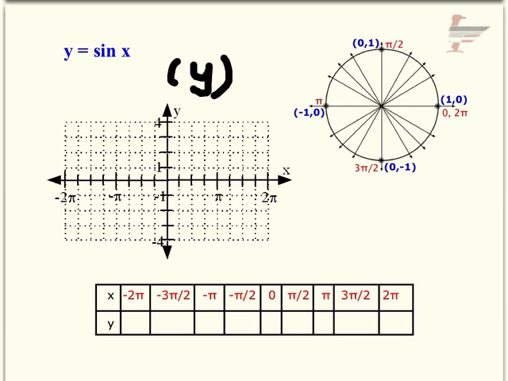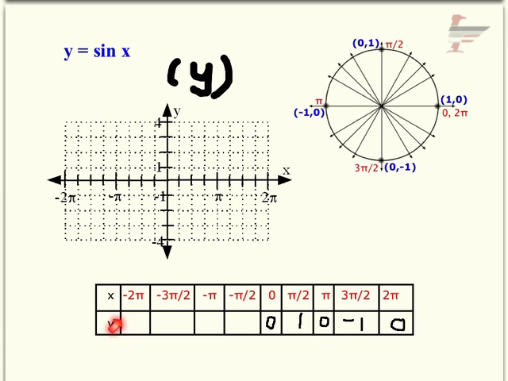I'll start with 0. So the sine of 0, of course, is 0. The sine of pi over 2 is 1. The sine of pi is 0. The sine of 3/2 pi is -1. And the sine of 2 pi is 0. So again, I just took the y coordinates all the way around.